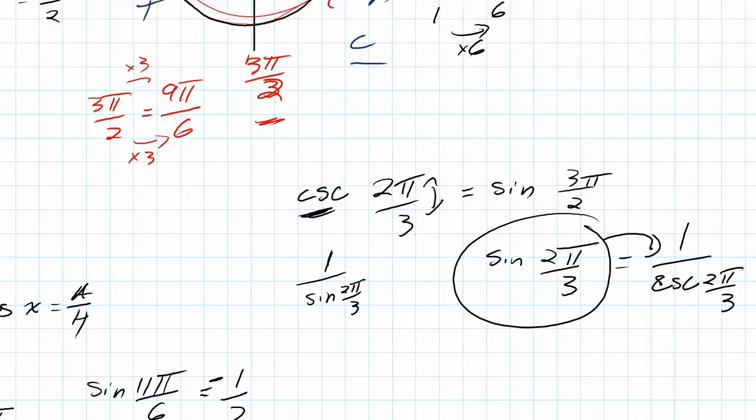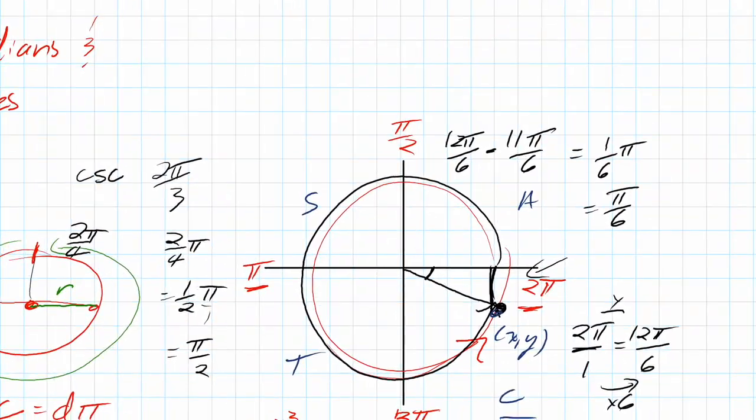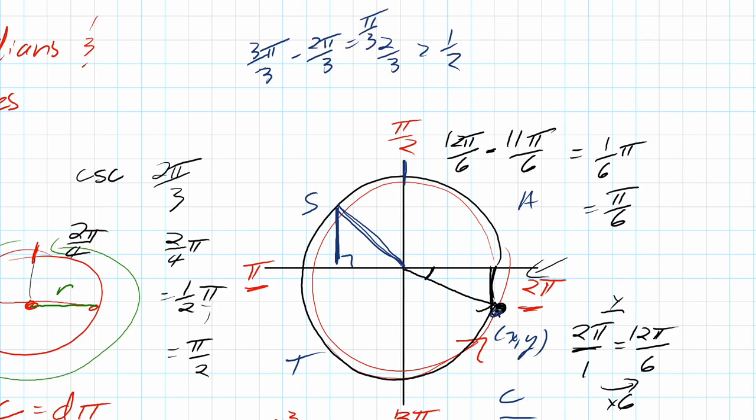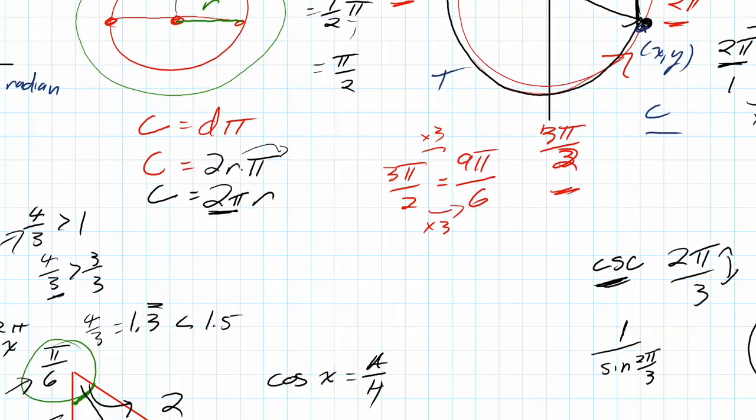2 pi over 3. If I go back to my chart, 2 pi over 3, well, 2 divided by 3 is greater than a half. So I know I'm past this, and it's definitely less than 1. So I'm in this quadrant here. I'm going to draw my angle down here. What's the difference? Well, let's take a look. What would the difference be between 3 pi over 3 minus 2 pi over 3? That's going to just be pi over 3 again, which means we jump back to that special triangle.